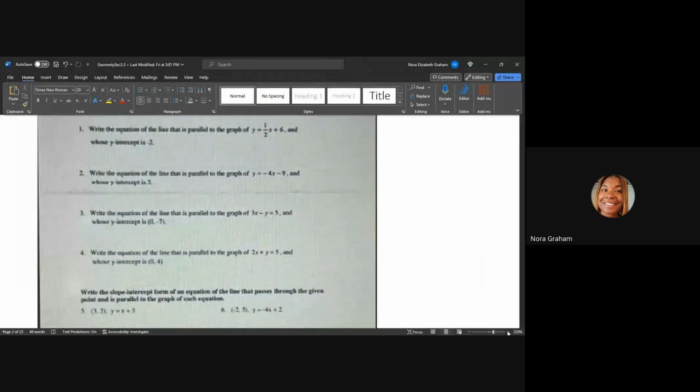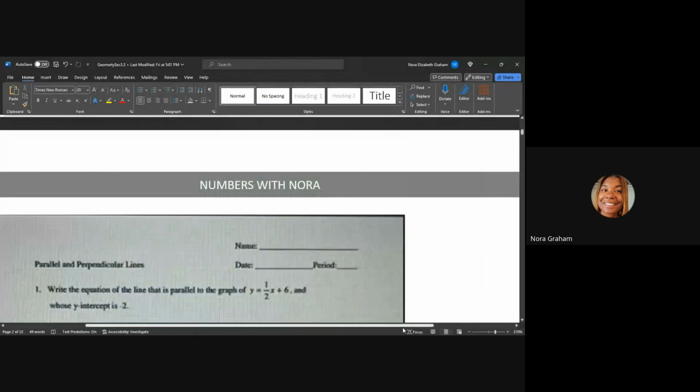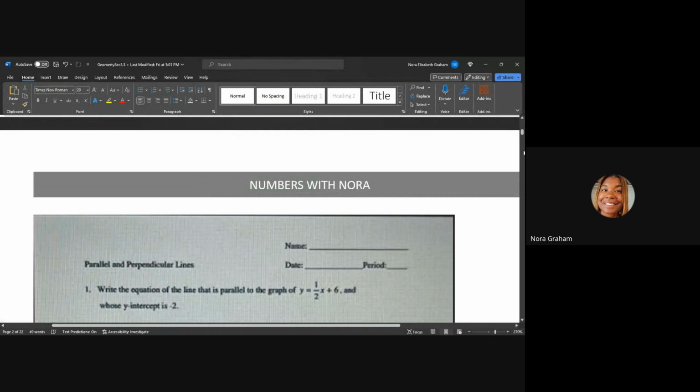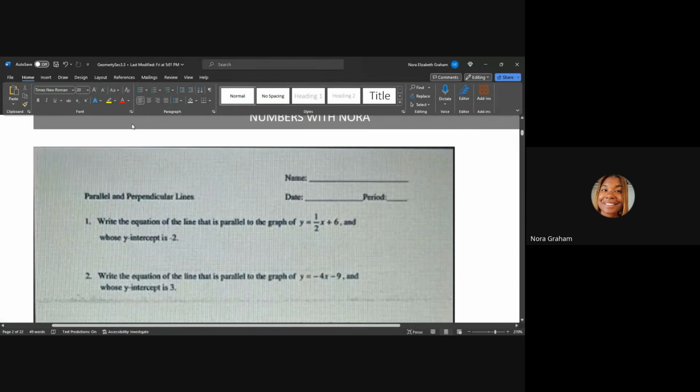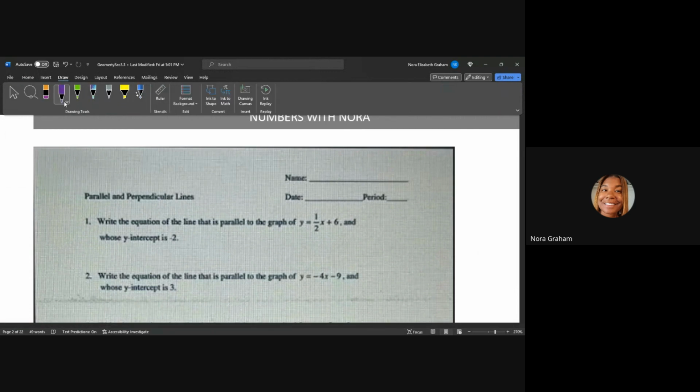Sorry if it might be a little blurry. I sat there and took a screenshot of my 2D's homework. All right, so let's start with the first one. This first one, we're going to be dealing with creating lines.